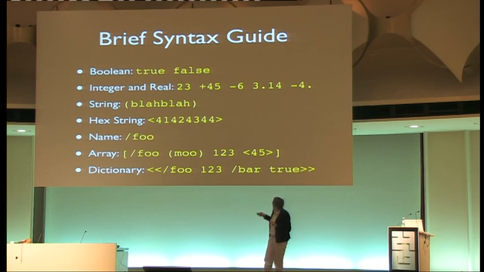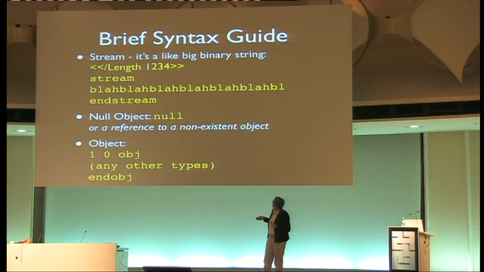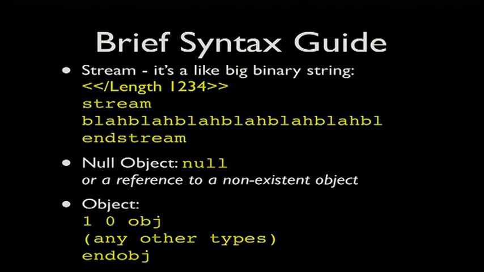Names start with a slash, and arrays are inside of square brackets. Dictionaries are just associative arrays, so foo is equal to 123 and bar is equal to true. And streams are kind of like giant strings. It's basically when you include a big graphics image or a font or whatever.